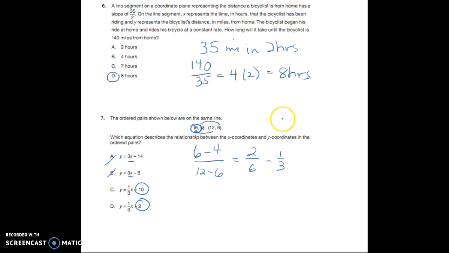If I were to graph this, 6, 4 would be somewhere over here, and 12, 6 would be up here, right? But then, if I looked at 0, 10, well, 0 is to the left of this point, but 10 is way back up here. So that doesn't make sense, because that doesn't make a straight line. We want it to keep going down. So that means that D is the correct answer.